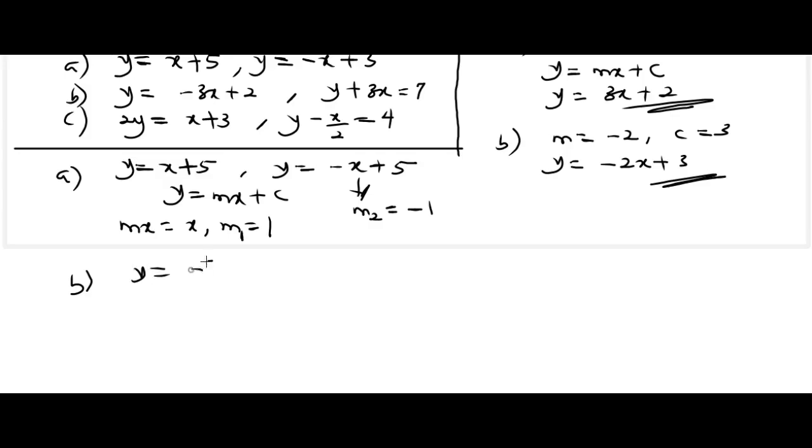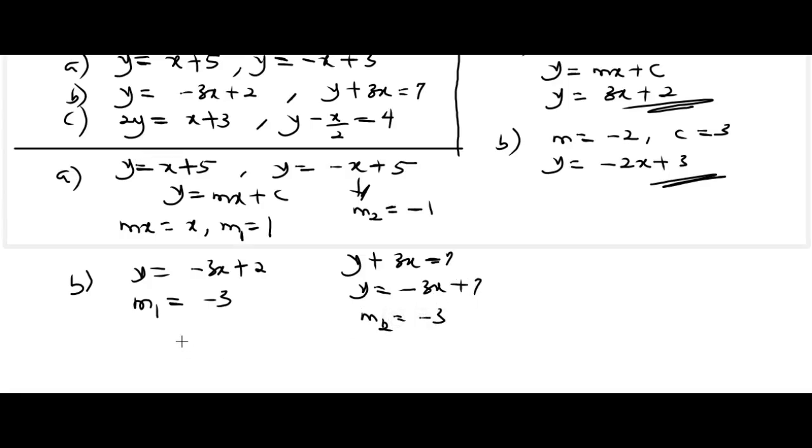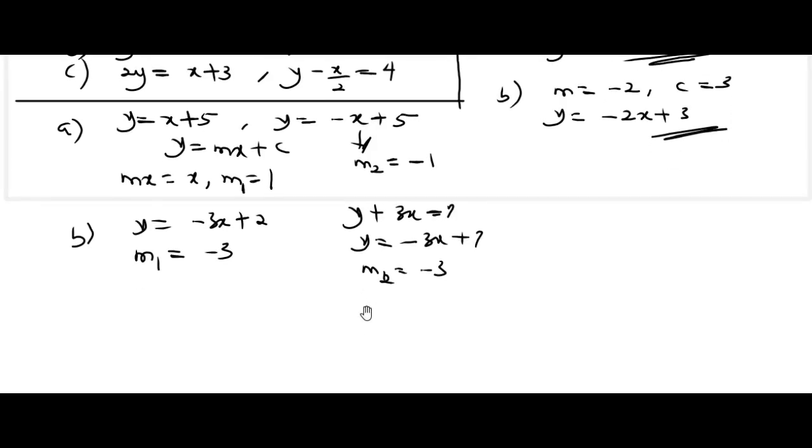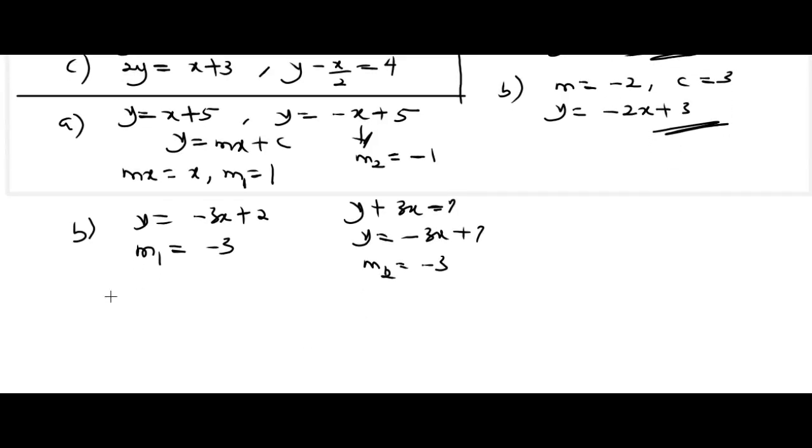We have y equals minus 3x plus 2 and we have y plus 3x equals 7. So here my m1 is minus 3. Then y equals, if I take my 3x to this side, I have minus 3x plus 7. So my m2 is also minus 3. So m1 is equal to m2. So these two lines are parallel. The first one is perpendicular, the second is parallel.